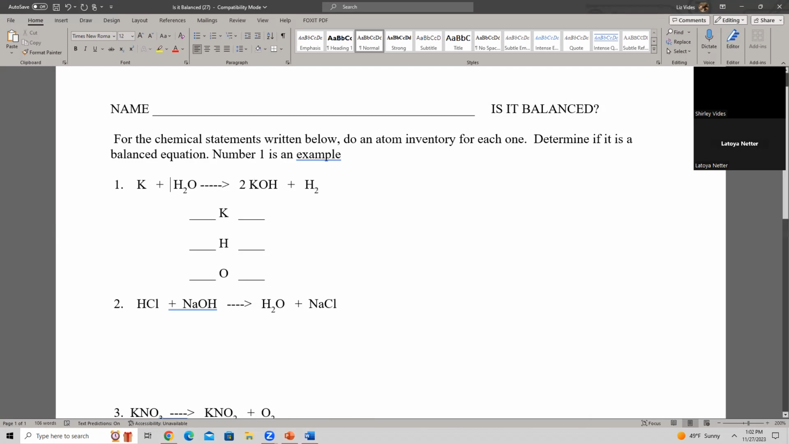Okay, not balanced. So let's look. Basically, what you're going to do is take inventory of both sides. How many potassiums? How many hydrogens? I like to do 1 plus 2 because they're separate. This one has 1 and this one has 1. So it looks like the hydrogen is what we need to attack.